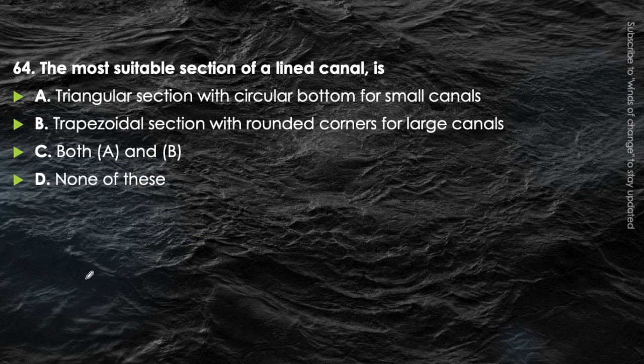Next question: the most suitable section of a lined canal is triangular section with circular bottom for small canals, trapezoidal section with rounded corners for large canals, both A and B, or none of the above. Just think about it. Very easy question. Both of these are the most suitable conditions for the lined canal, in which first of all in the triangular section we provide a rounded bottom, and in the trapezoidal section we provide rounded corners. If discharge is more, then trapezoidal sections are provided. If discharge is less, then triangular section is provided. So option C, that is both A and B, will be the correct answer.